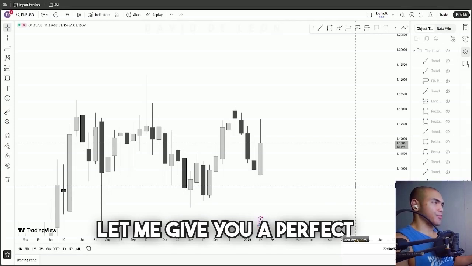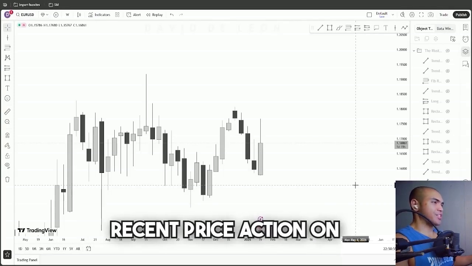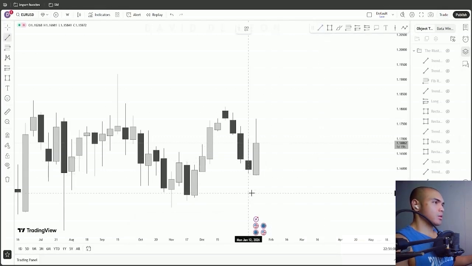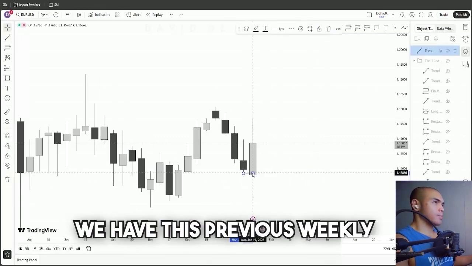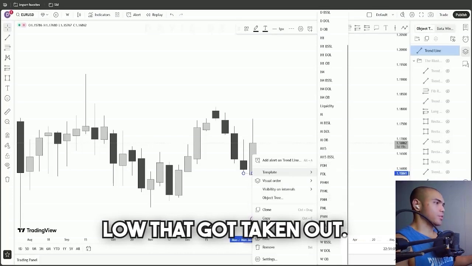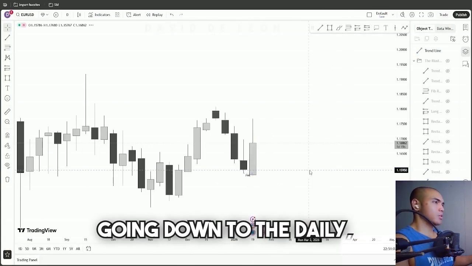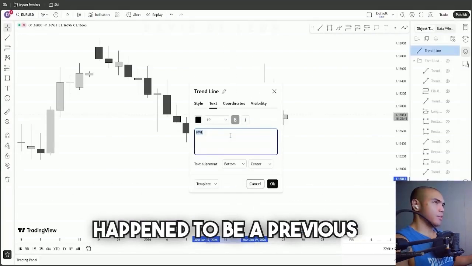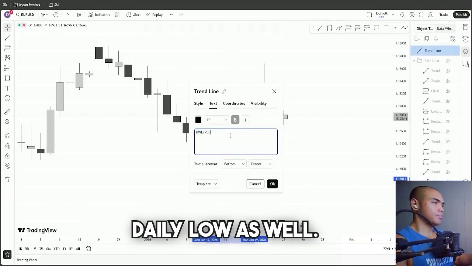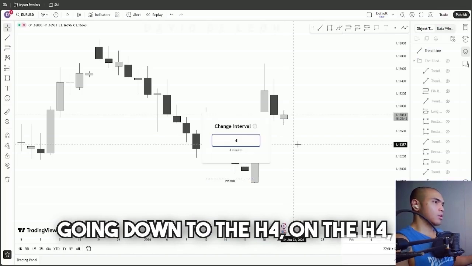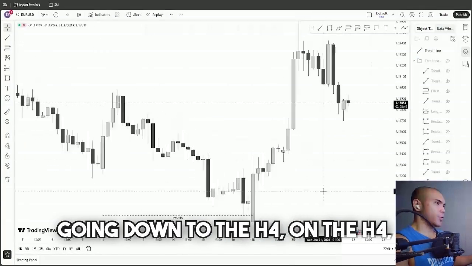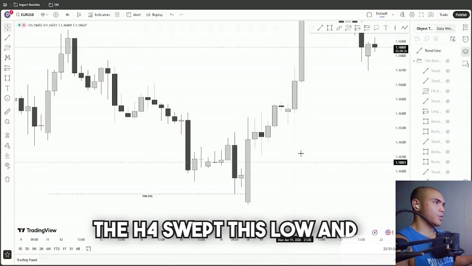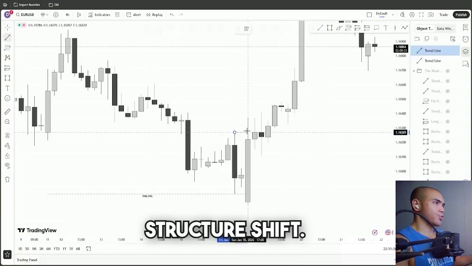Let me give you a perfect illustration from just the recent price action on January 19, 2026. Here on the weekly, we have this previous weekly low that got taken out. Going down to the daily, this previous weekly low happened to be the previous daily low as well. Going down to the H4, the H4 swept this low and immediately created the market structure shift.